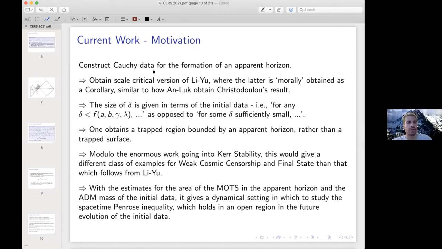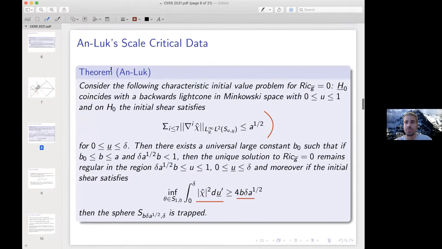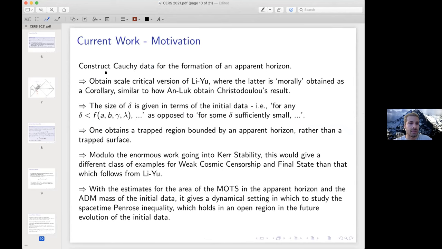Right, okay, good. So the basic idea is to do the same trick as Li Yu, construct the Cauchy data, but do it from this improved result. That's the basic idea. So this is a slide that explains this. So we construct Cauchy data for the formation of an apparent horizon, not just a single trapped surface. And in that sense, you kind of obtain the scale critical version of Li Yu, where the latter is kind of morally obtained as a corollary from the former. So it's like a refinement.